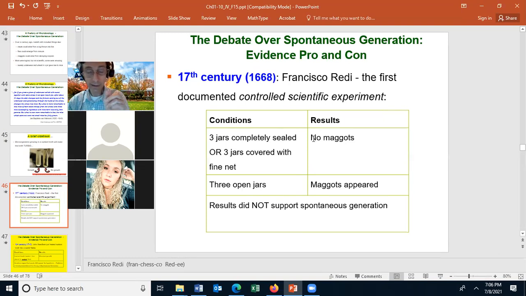And the people who believed in spontaneous generation said, no, no, no, you sealed the jar. The vital force wasn't able to get in and then give rise to the maggots. So he made 3 more jars and he covered them with a fine wire mesh. And he noticed that there were no maggots in these 3 jars open to the air where the vital force could come in. So this was the first evidence that spontaneous generation did not occur. And generally, after Francesco Redi's day, people came to the conclusion that larger organisms like maggots, which are something we can see without the microscope, could not spontaneously generate.